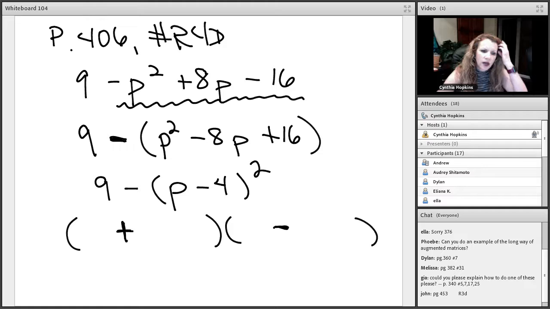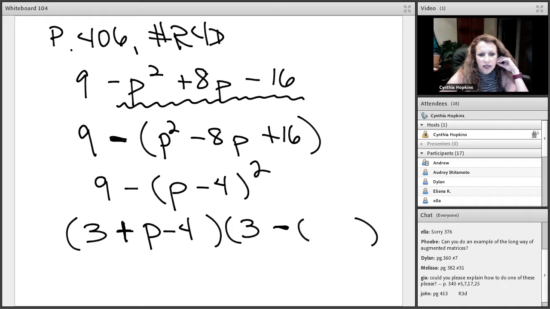So the square root of 9 is 3, so I write 3 here and 3 here. And then the square root of p minus 4, the quantity squared, is p minus 4. Well, after this plus sign, I can just write p minus 4. But after the minus sign, I have to put in parentheses p minus 4 and then distribute that negative. Okay, so let's just write that second factor there. I have 3 minus p and then plus 4.